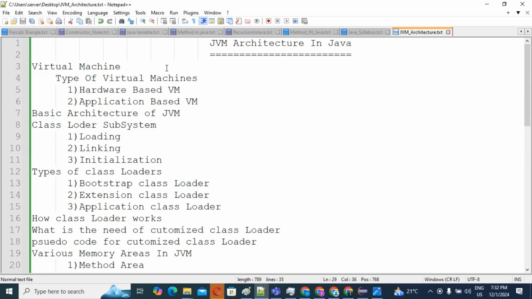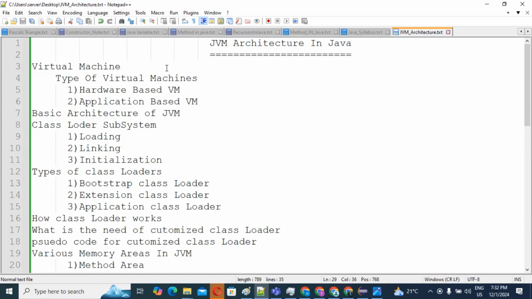Then, guys, the next topic is the class loader subsystem. During class loading, once you create a class, once you create an object, once you execute your class, so many things are happening in the background, guys. What all things happen in the background internally is loading, linking, initialization; all the things I will explain, guys. Then the next topic is types of class loaders.